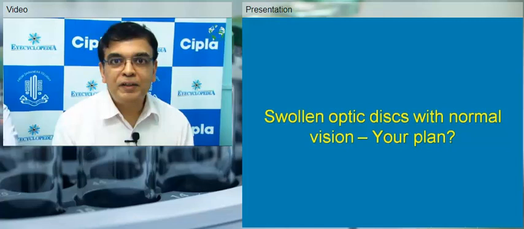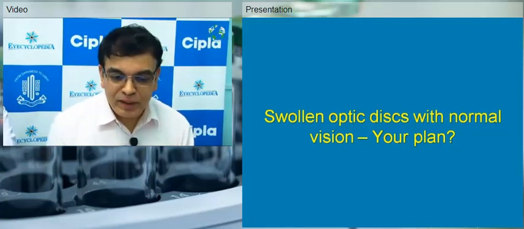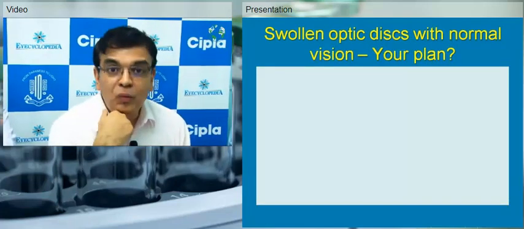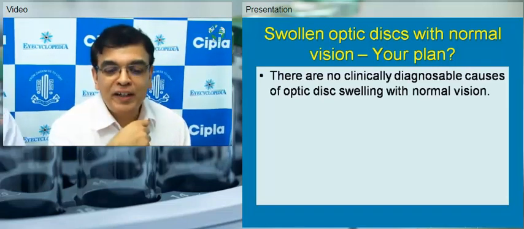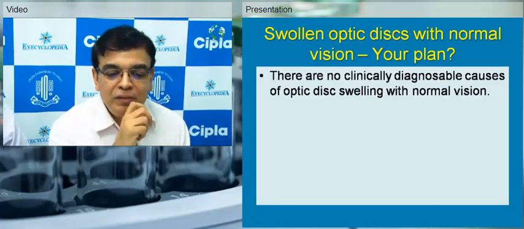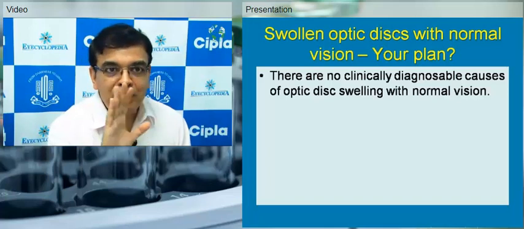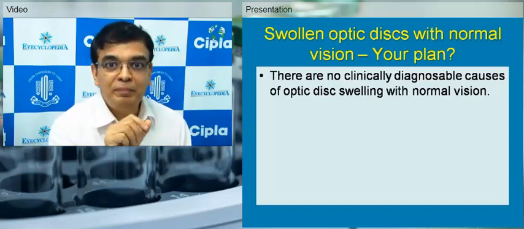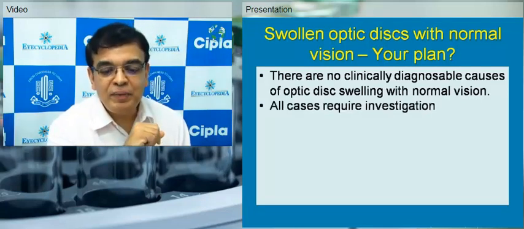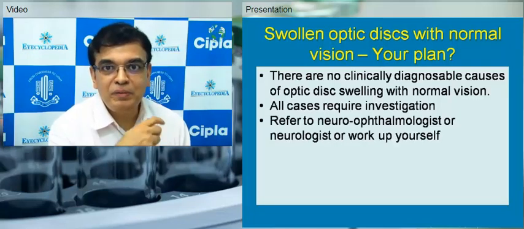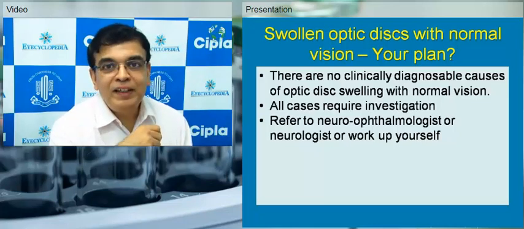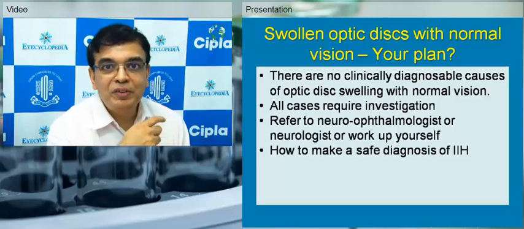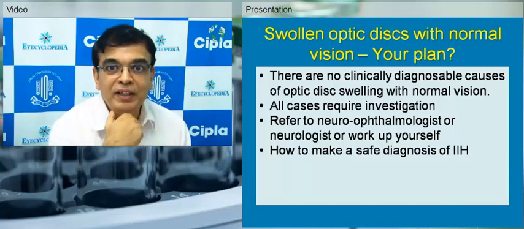So let me start today's discussion of a swollen optic disc with one particular question that I have put up in front of you. If you saw a swollen optic disc, both eyes, with normal vision, what would your plan be? Just a few broad guidelines: if you see bilateral disc swelling with normal vision, apart from having diagnosed the condition itself, if you are asked about the specific cause, it's very difficult to make out a cause just by the appearance of the nerves with the normal vision. So inevitably, all these cases require investigations of some sort, whether it is blood work or neuroimaging, etc. In case you find it difficult to come to a conclusion yourself, no harm. You can always refer it to a neuro-ophthalmologist or your local neurologist. Or if there's no one around, try and work it up yourself. There's a lot of material available which can guide you.